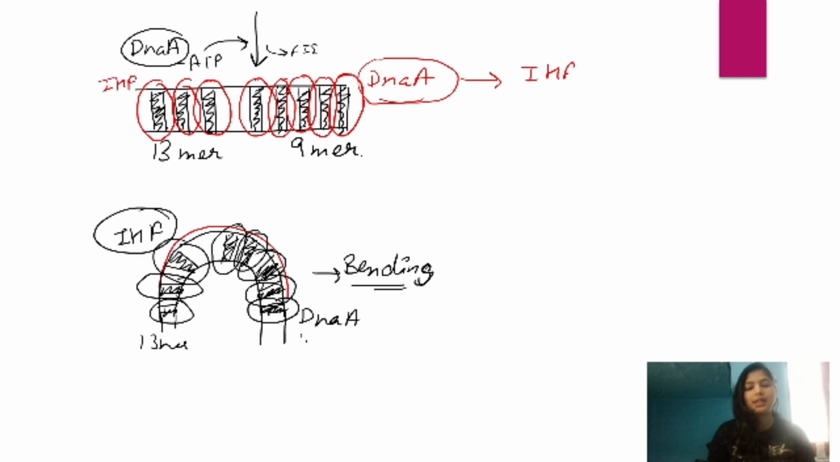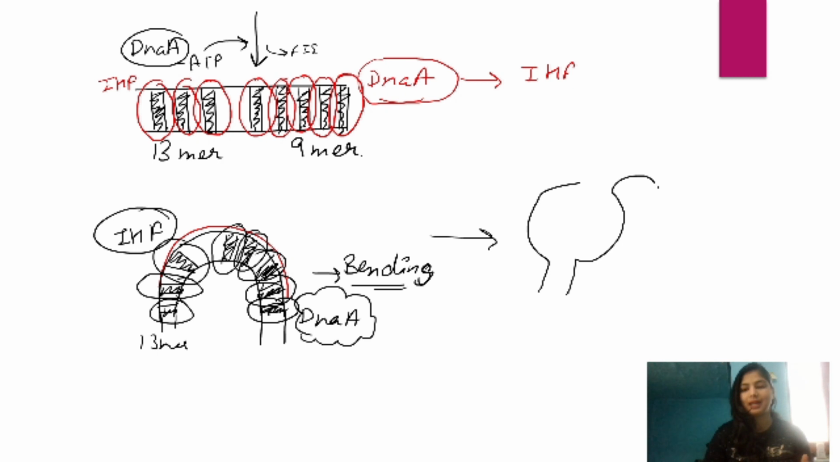Now due to this DNA A protein, now what will happen, it will start melting the 13 mer unit, and when the 13 mer unit starts melting, so it will create a bubble like structure. So now it will open up and create a bubble like structure. So this was 9 mer, it is as it is intact. And this will create a bubble.